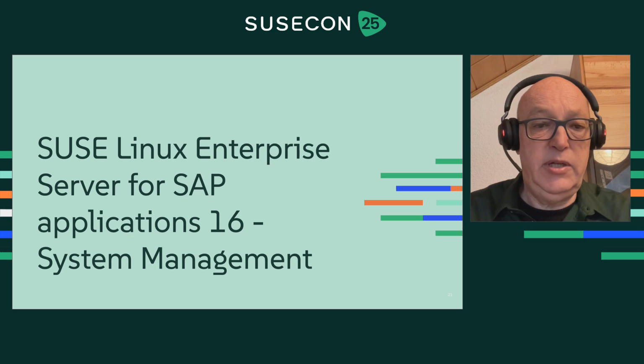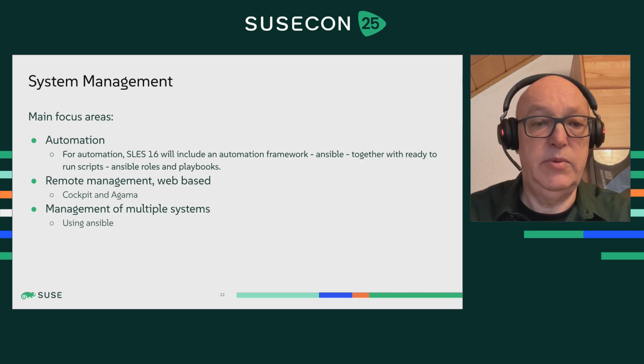As you heard before from Dimitra, there are some changes in the system management of SUSE Linux Enterprise Server for SAP Applications 16 as well. Focus areas are the automation of the 16 installation, and we will offer here the automation framework Ansible, together with ready-to-use run scripts and Ansible roles and playbooks. Now we offer for system management Cockpit and Agama. This enables you to do remote management because they are web-based applications that can be used via a normal web browser. And they are also capable of managing multiple systems using Ansible or Cockpit because they can connect to multiple systems.